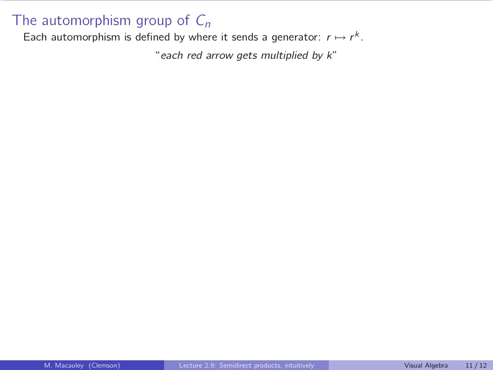As promised, we'll dive into the automorphism group of the cyclic group Cn. So I claim that each automorphism is defined by where it sends a generator. This time I'm going to use R instead of A. Now, I'm going to later name this automorphism. I'm going to call this sigma k, and you can think of it as the k-tupling map. So that word generalizes doubling, tripling, quadrupling, quintupling, sextupling, k-tupling. In terms of a Cayley graph, think of it as the map that replaces each red arrow by k red arrows. So it multiplies the red arrow by k.